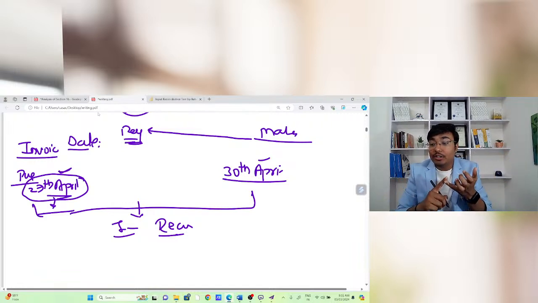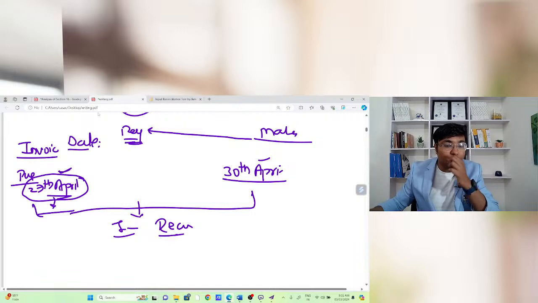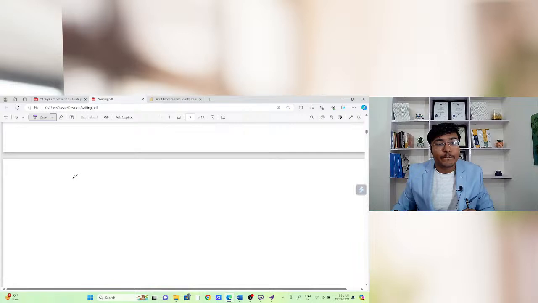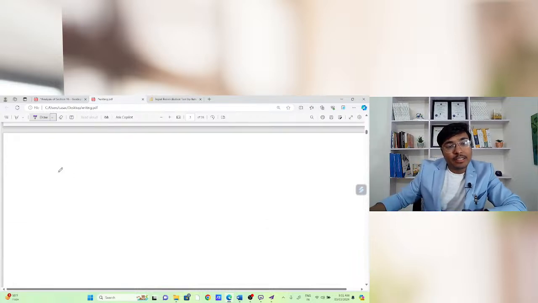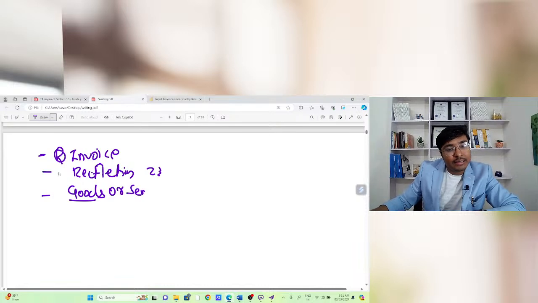But the importance of this particular thing is very high. Okay, now the first condition will be my invoice should be there to claim the input tax credit. Second condition, reflection in my GSTR 2B. Third, receipt of goods or services.